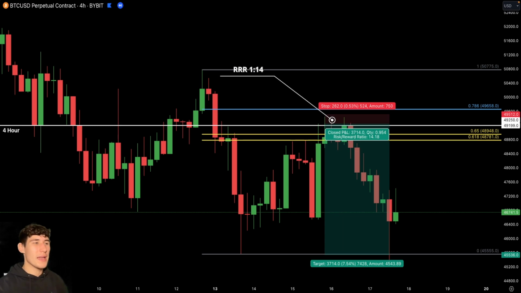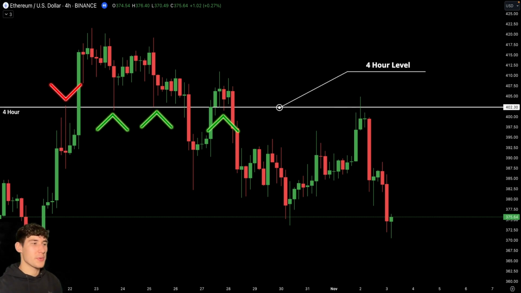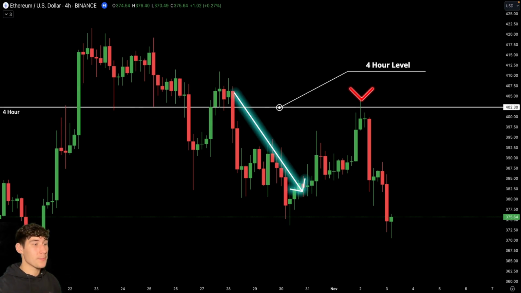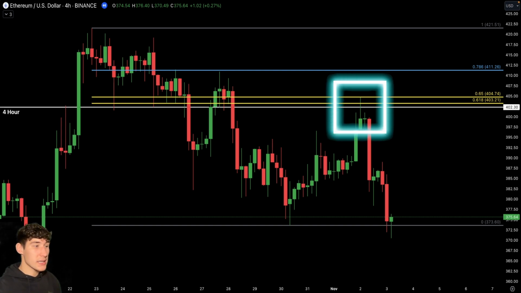Now let's dive into another example. Examining the Ethereum USD chart, it becomes apparent that a specific 4-hour level has consistently functioned as both support and resistance on multiple occasions. With the recent break of this level as support, the anticipation is for it to transition into a resistance zone. Utilizing the Fibonacci retracement tool, we investigate for confluence in this vicinity. Notably, the golden pocket and the 0.786 retracement align closely with the identified 4-hour level.